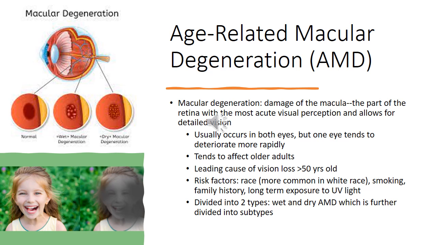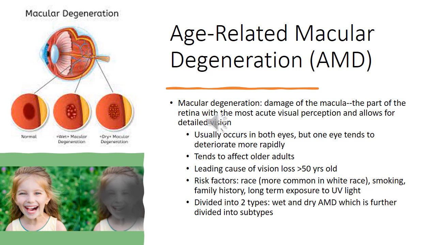Age-related macular degeneration, also known as AMD, is when there is damage to the macula, the part of the retina with the most acute visual perception, which allows for detailed vision. This usually occurs in both eyes, but one eye tends to deteriorate more rapidly. It tends to affect older adults, and is the leading cause of vision loss in those older than 50. Risk factors include race, as it is more common in whites, smoking, family history, and long-term exposure to UV light.